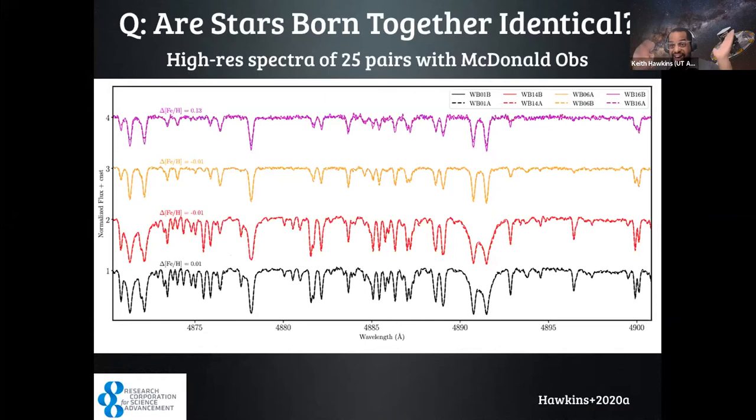This is the spectrum in the 4800 to 4900 angstrom window of four wide binary pairs. One star is a solid line, and the other star is a dotted line, and each color is a different pair. What you can see from a spectroscopic perspective is almost zero difference between many of these wide binary pairs. There are some, but generally speaking, for many of these pairs, we saw absolutely zero difference.